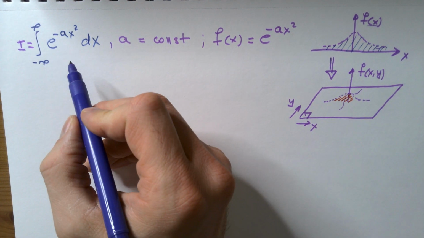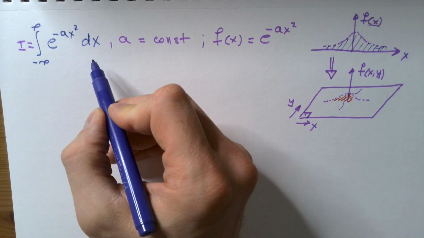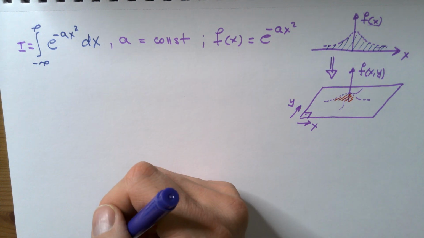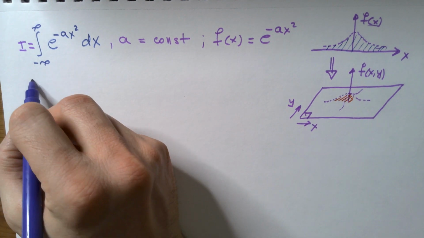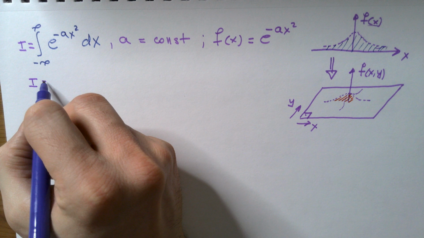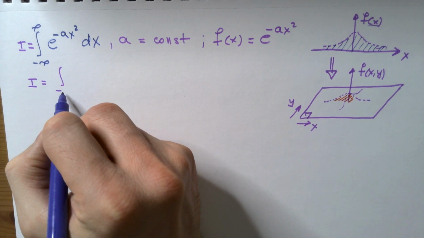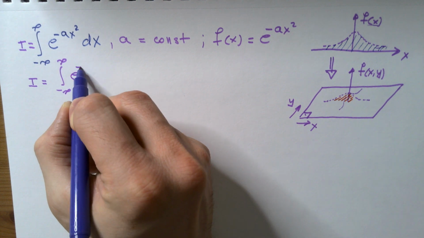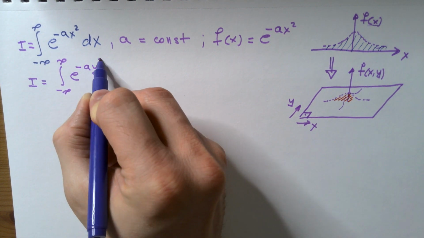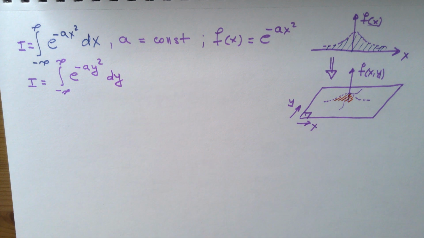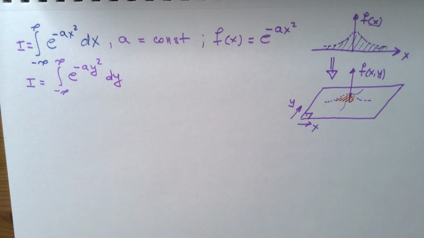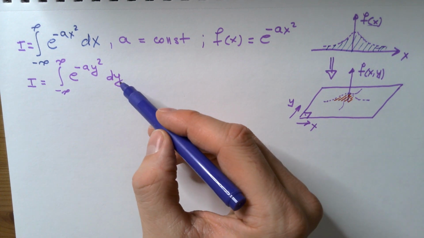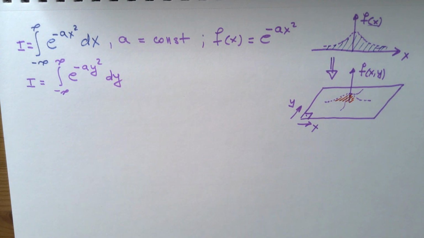Well, we recognize that this variable x is the so-called dummy variable, and it can be any variable whatsoever. In other words, I could equally well write this integral I as integral from negative infinity to positive infinity e to negative ay squared dy. Or I could use any other letter, it doesn't matter. This is a dummy variable that will be integrated out once we solve this integral.